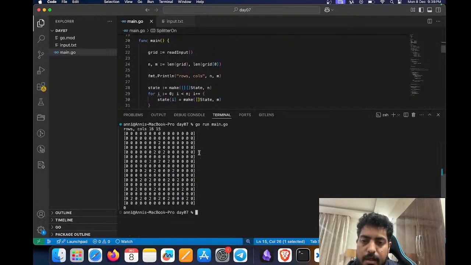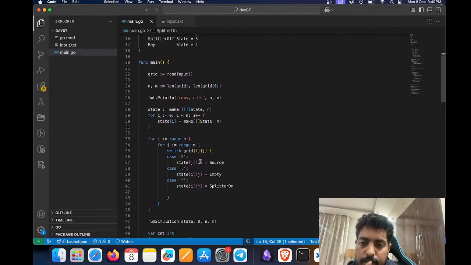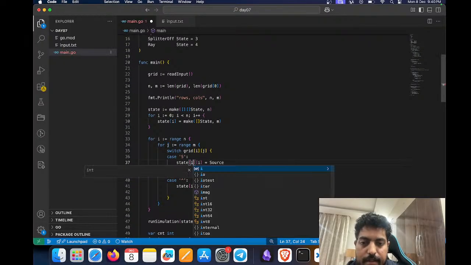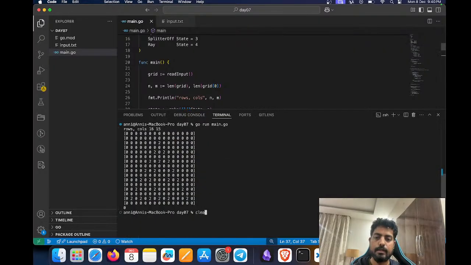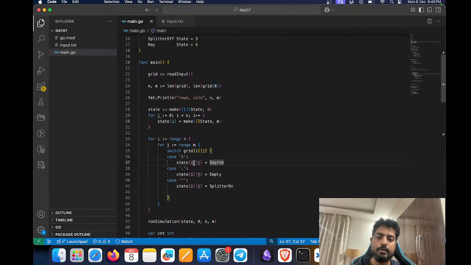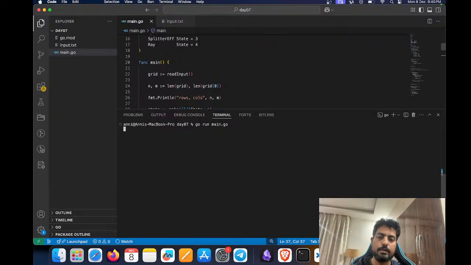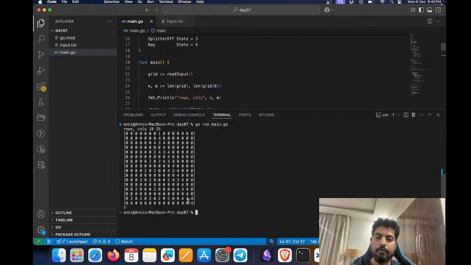So we haven't even marked the source here, which is pretty weird because it is j comma i, which should be actually this. Since we did not even have a source marked here, we did not even start this ray traversal thing because it did not find any source, and for some reason now it has marked it as 4 3.